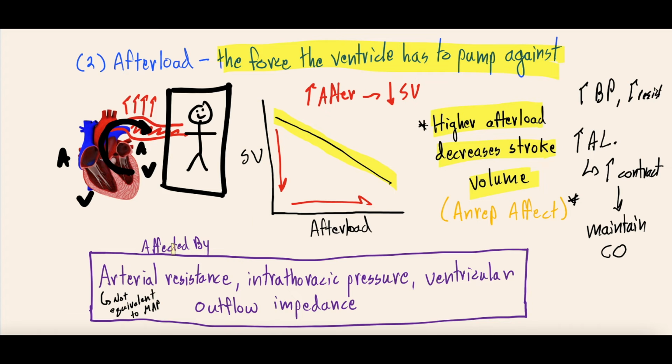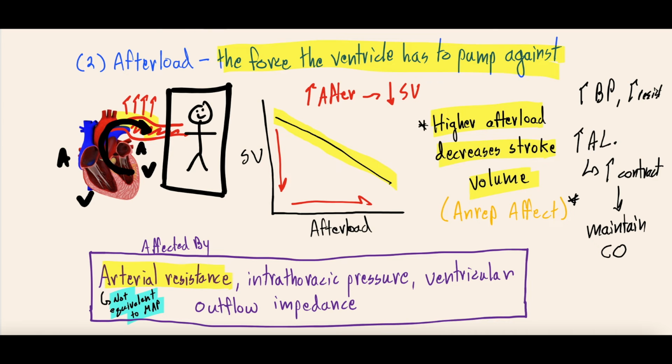And your afterload is affected by, makes sense, the arterial resistance, right? Because your left ventricle is pumping blood into the arteries. So if you have higher arterial resistance, that ventricle is going to have to pump against that. And it's sometimes similar to the mean arterial pressure, your blood pressure, but it is not equivalent to your blood pressure at all. It's more equivalent to your vascular resistance, your SVR. So it's not like, oh, my blood pressure is high, I have high afterload, I need to decrease it. It can relate to that because your vascular resistance is related to your blood pressure, but it's not a one-to-one comparison.